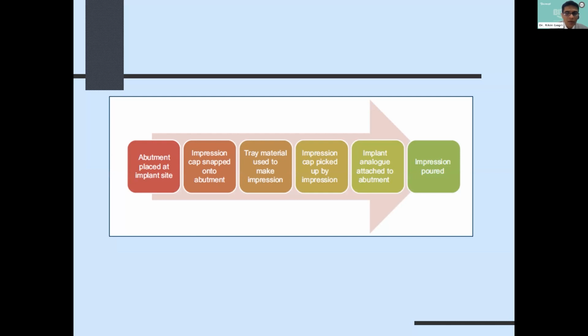So again, summarizing, place the abutment, torque it to the desired torque levels, snap the impression onto the abutment, use the tray material and impression to pick up, transfer the lab analog onto the abutment, and send the impression to the lab for impression pouring.